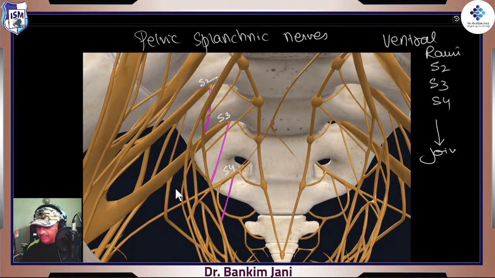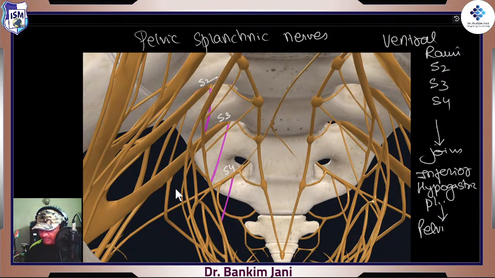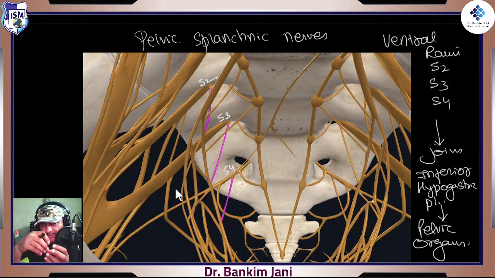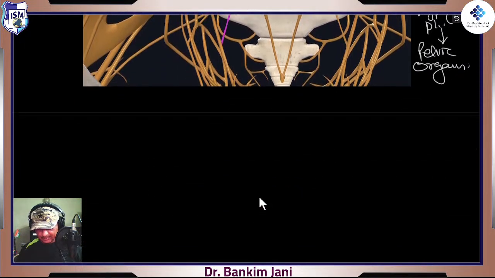It joins inferior hypogastric plexus. Now, inferior hypogastric plexus was that which was supplying so many pelvic organs, right? So it means before the formation of that plexus, these S2, S3, S4, few come out, they form this pelvic splanchnic, and then they join inferior hypogastric. So this now requires a bit of explanation.